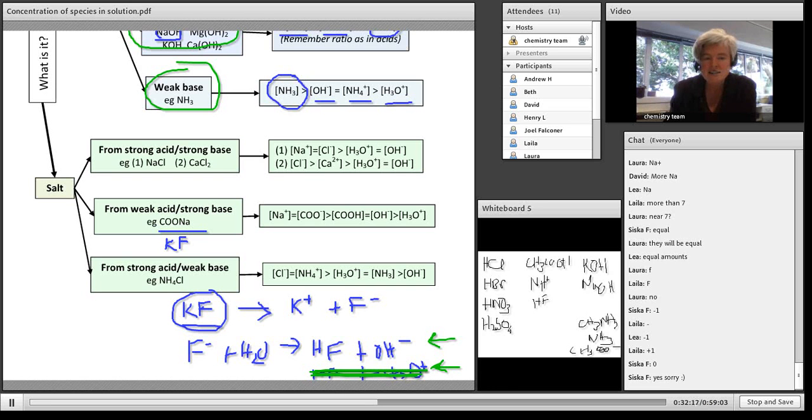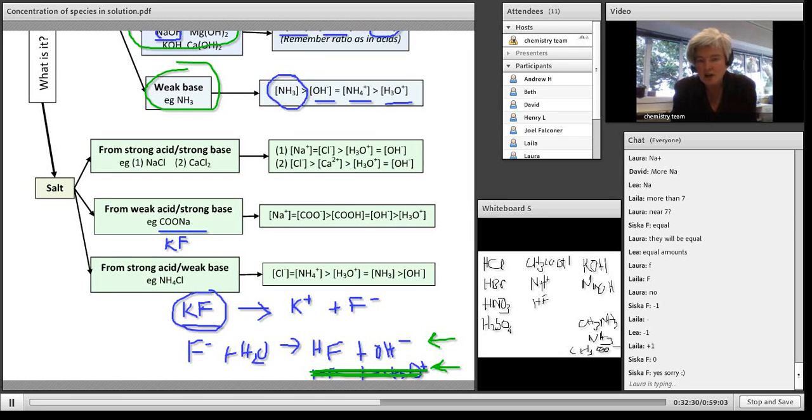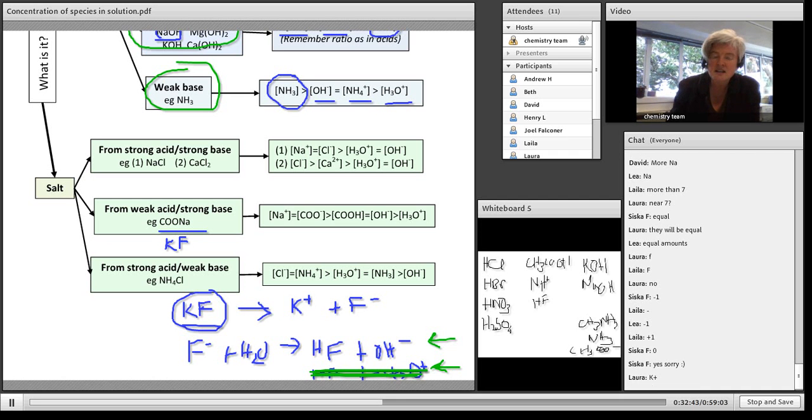Okay, now let's look at the relative values. What am I going to have in the most amount? KF, K plus, F minus, H2O, well, I can ignore H2O, HF, OH minus. And then, of course, always the hydronium ion. What will I have in the most amount? The K plus, correct?